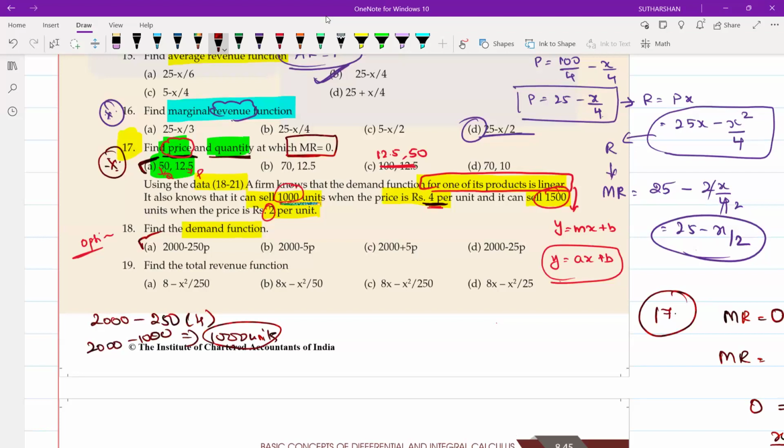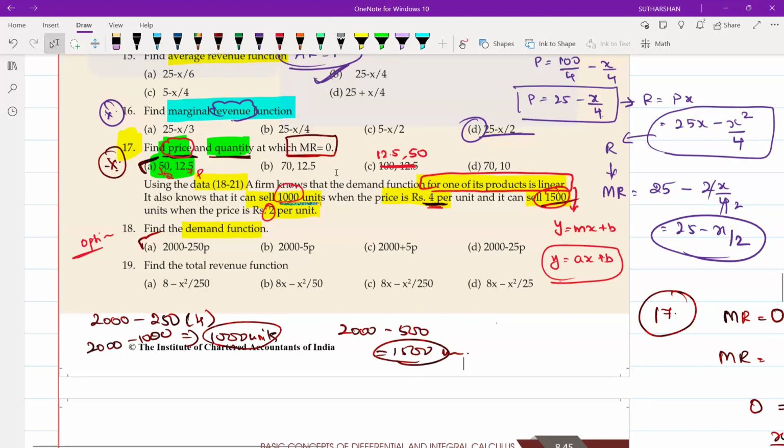Yes, sir. If I go with 2 rupees, 2000 minus 250 into 2 will become 500. It will become 1500 units. The demand function you will find out. This is the simplest thing. Easily you will get the answer. But I am here to give you the real method as well. So we will go for the real method.